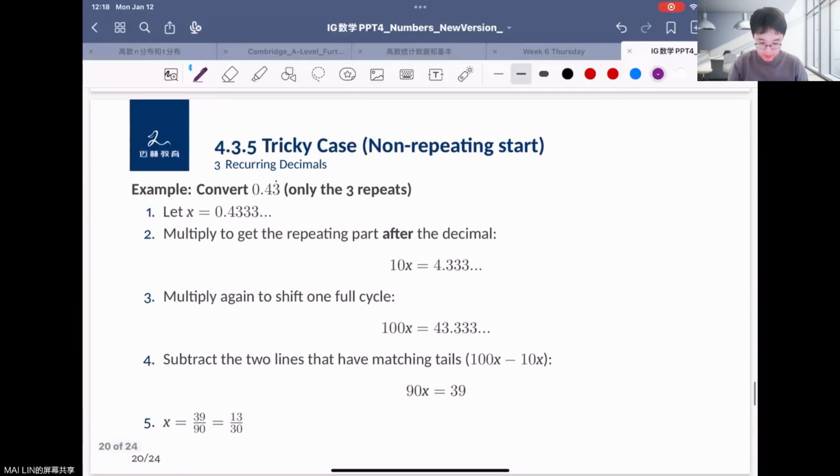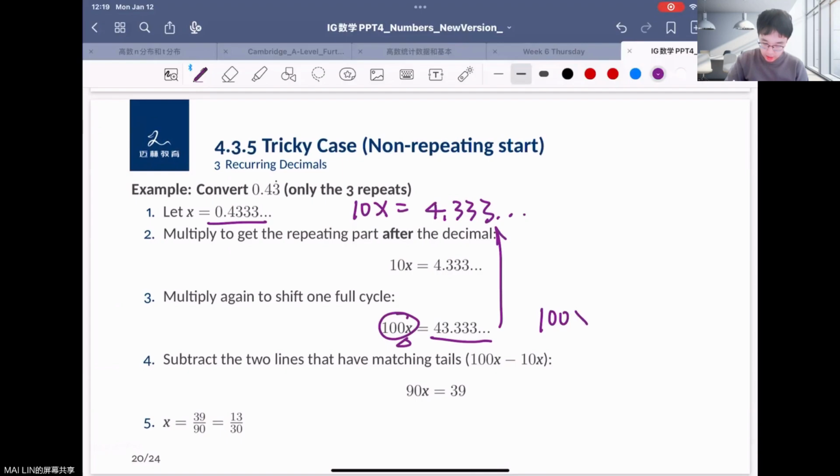Okay, this is for these problems. And here is another example: convert 0.43, with only the 3 repeated. First you write down the x value, and then try times 10. So here's 10x, and you'll find the answer is 4.333, a lot of 3s after this. And also you can multiply by 100, so 100x is 43.3333, a lot of 3s after this. Then you can use 100x minus the 10x right here.